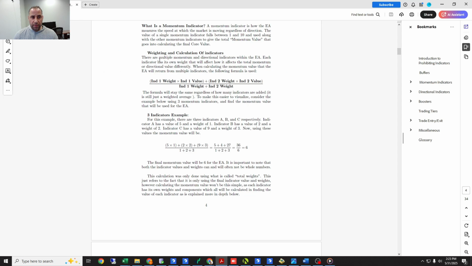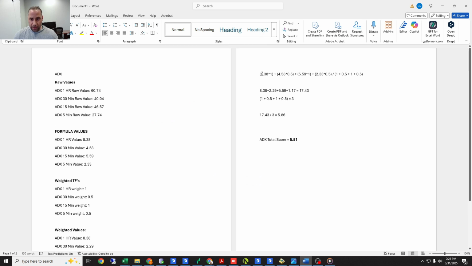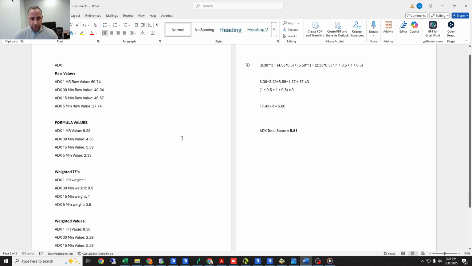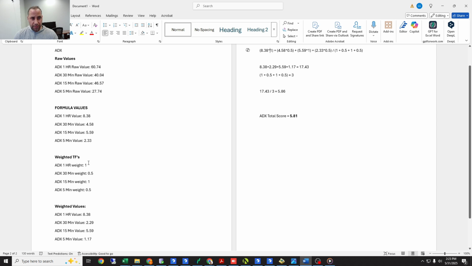So let's go back to the formula over here. As you can see from the formula, we have indicator 1 weight times indicator 1 value. You can see here, indicator 1 value times indicator 1 weight, which you saw there. So we did the math here. Indicator 2 weight, 0.5, times indicator 2 value, which was at 4.58. And so we just did that math in our head right there. We got these values. So that's the top part there.